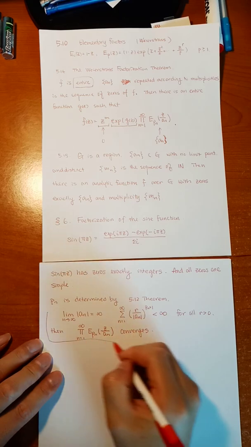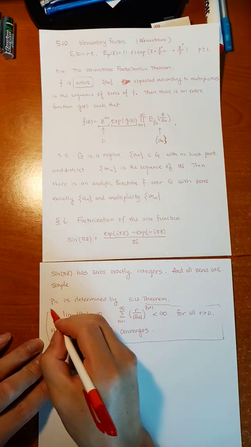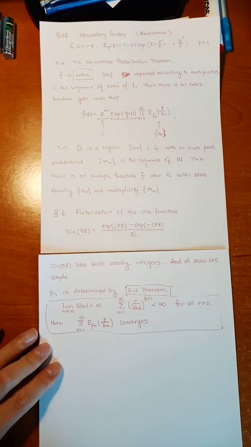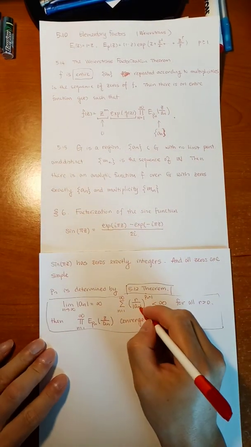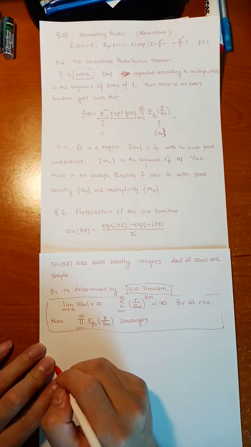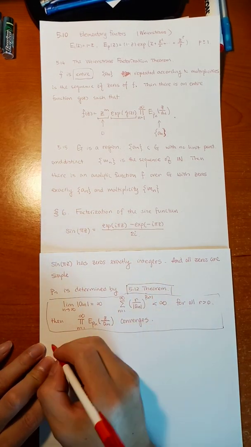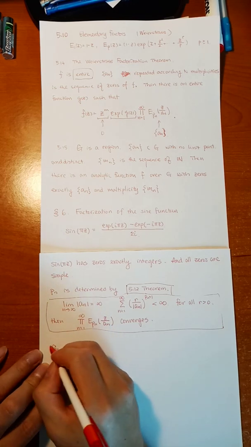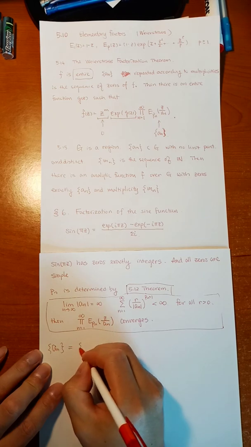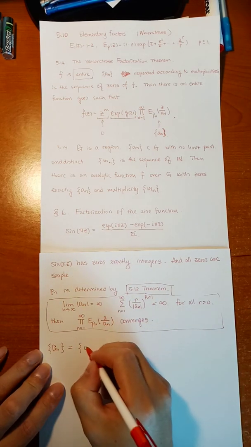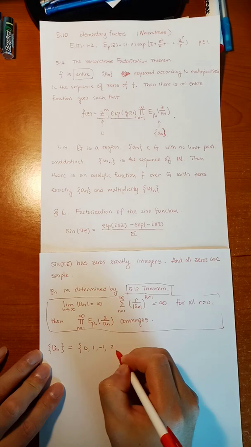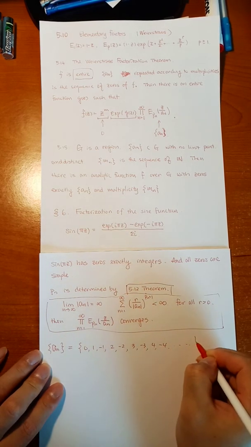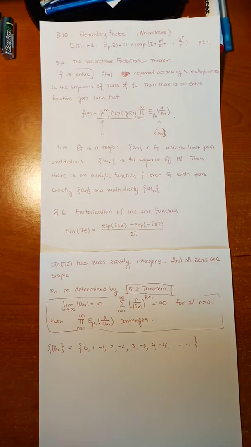Okay, so this is theorem 5.12. Now we have a sub n equal to n. Well, let's not say a sub n is equal to n. A sub n becomes 0, 1 minus 1, 2 minus 2, 3 minus 3, 4 minus 4. That's all. Let's do it this way.